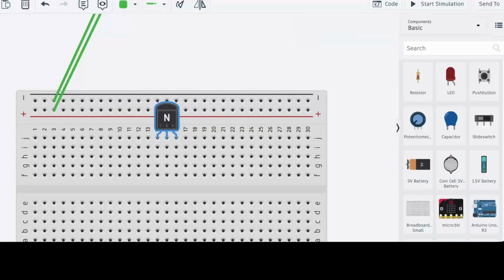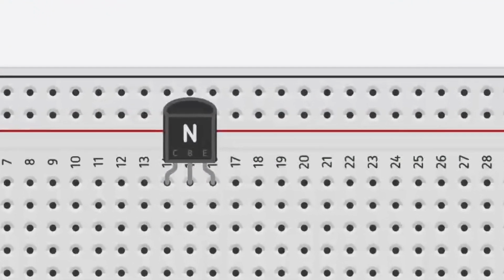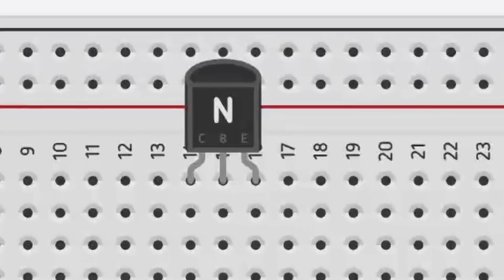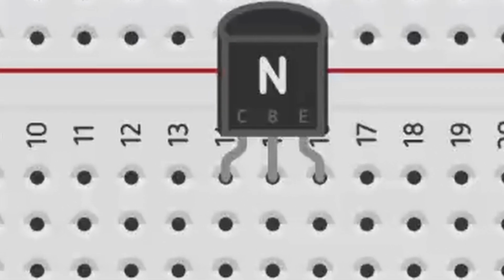Now we plug in our NPN transistor. It's not always visible on the transistors that you have, so you have to look up the model number. Here on the Tinkercad, we can see the letters CBE, meaning the collector is on the left, the base is in the middle, the emitter is on the right. Again, what the transistor does is when we send power to the base, it allows current to flow into the collector and out the emitter.